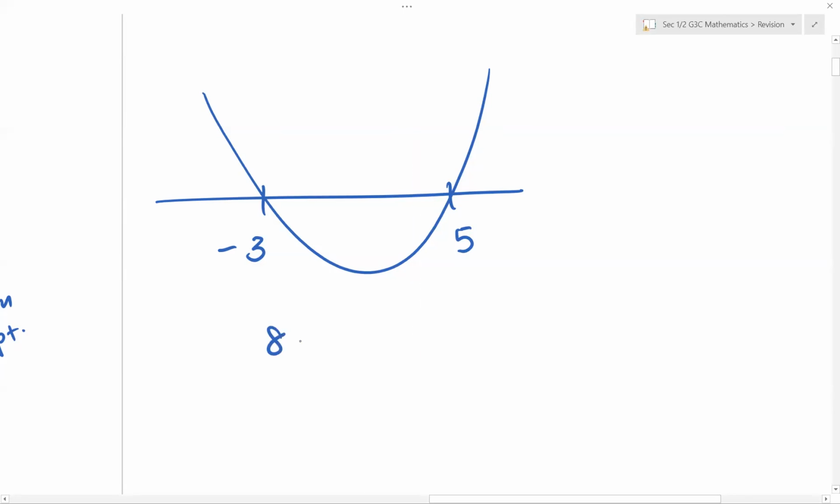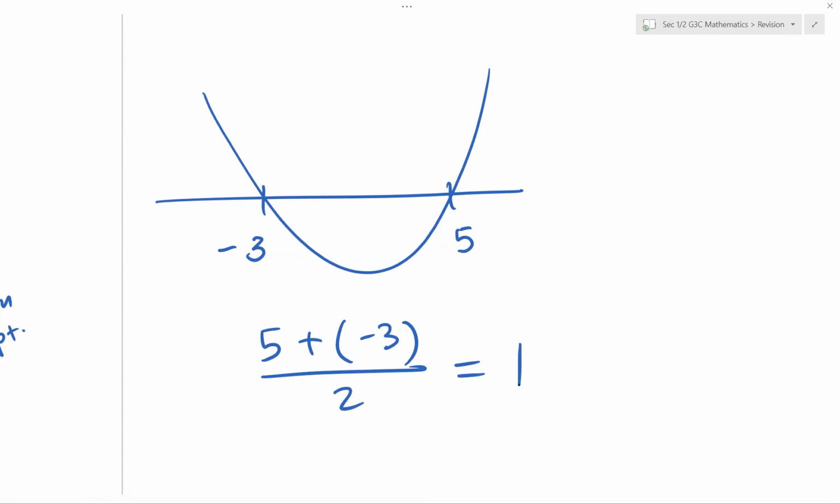Average is 5 plus the other number, which is negative 3. Don't be scared of adding negative number. Divide by 2. 5 minus 3 is 2. 2 divided by 2 is 1. You see that? Get answer straight away.